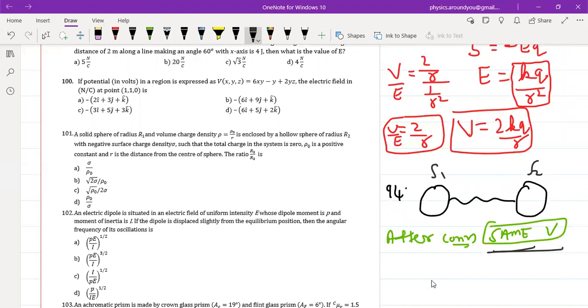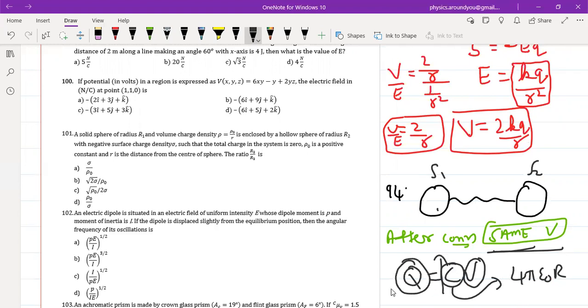Easy. Whenever you have this case, you go for Q equal to CV, where C for a spherical capacitor is 4 pi epsilon naught R. Look, both of them have the same V, the same potential. Whichever of them has a higher capacitance will have a higher final charge. Capacitance depends on 4 pi epsilon naught R, so whichever has the higher radius will have higher capacitance and a higher charge.